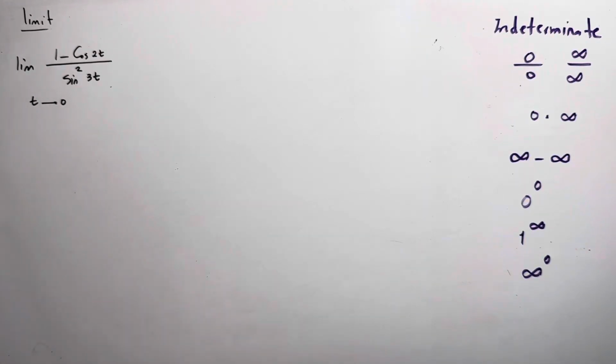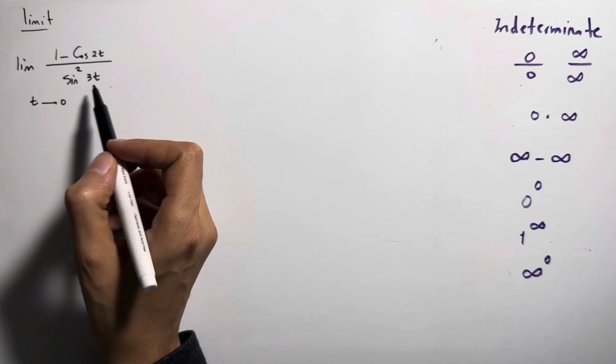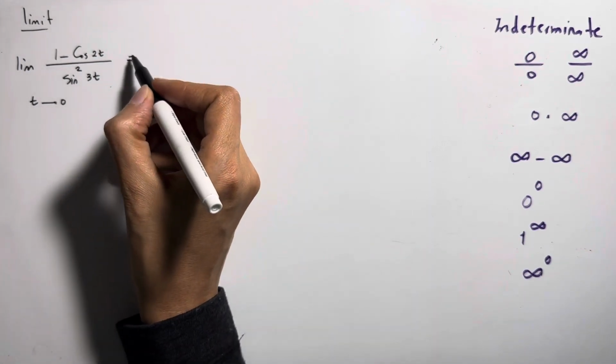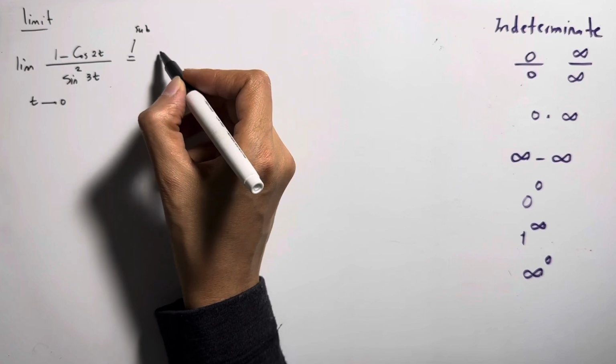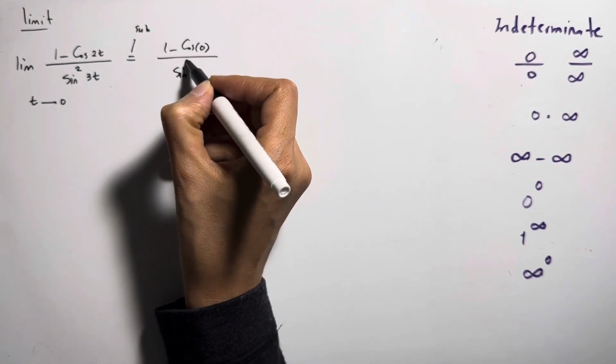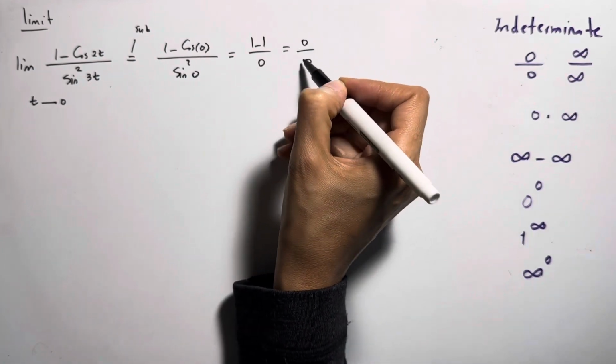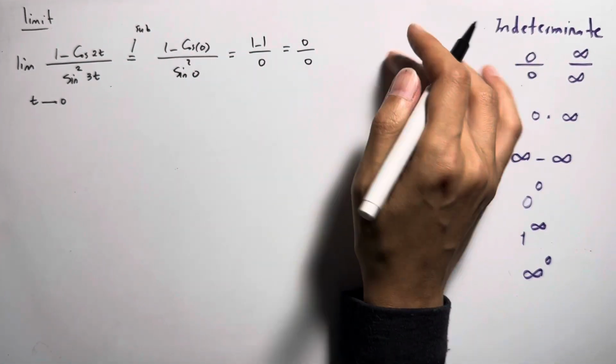We're going to find this limit: 1 minus cosine 2t divided by sine squared 3t as t goes to 0. If you use direct substitution, you have 1 minus cosine 0 divided by sine squared 0, which is 0 over 0, an indeterminate form, not acceptable.